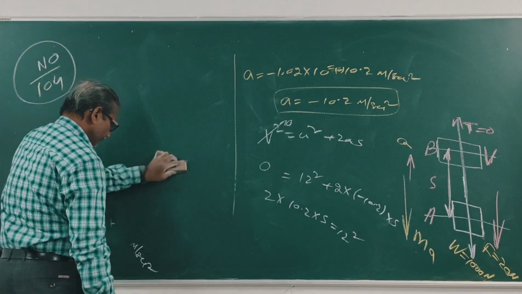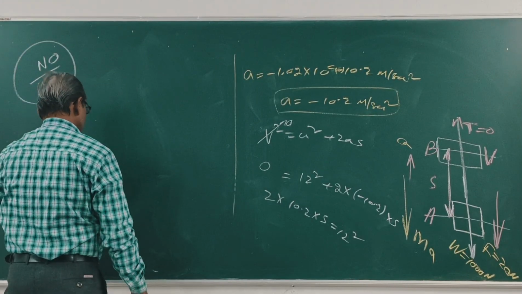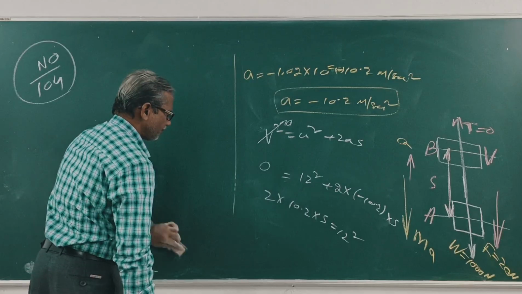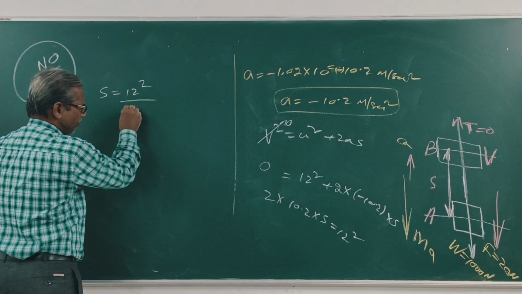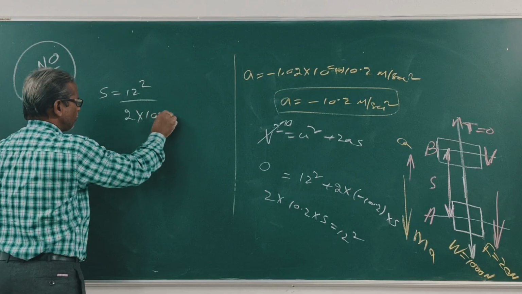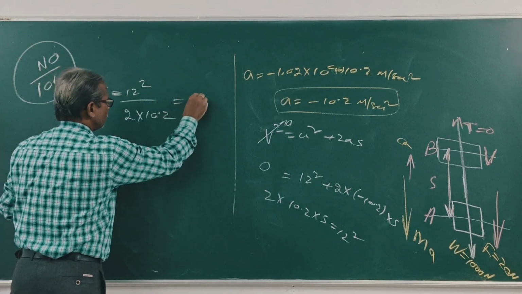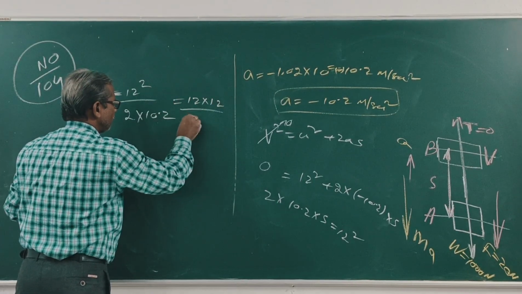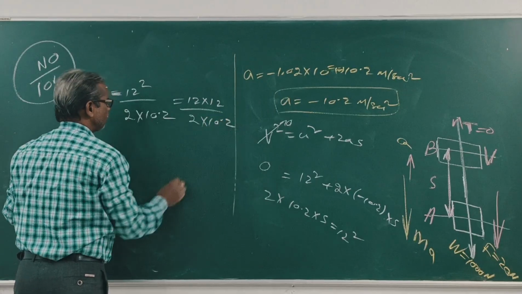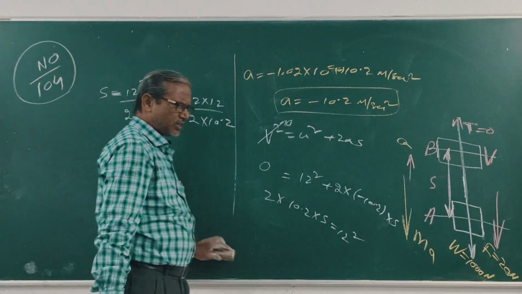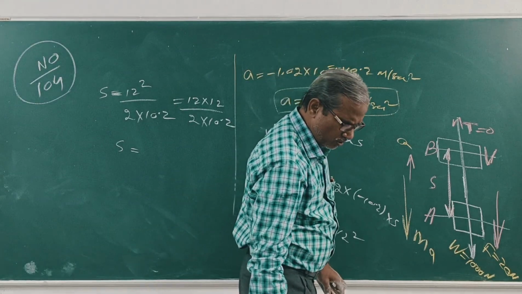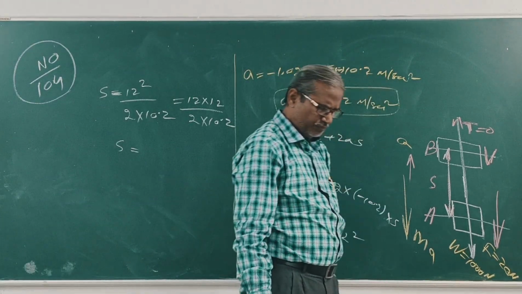The same place. What is S equal to? S is equal to 12 square by 2 into 10.2. So 12 into 12 by 2 into 10.2. So what is S equal to? S is 7.05 meter.